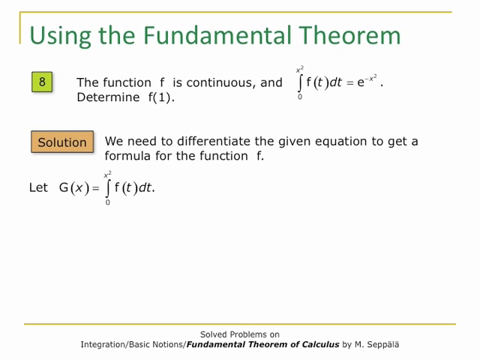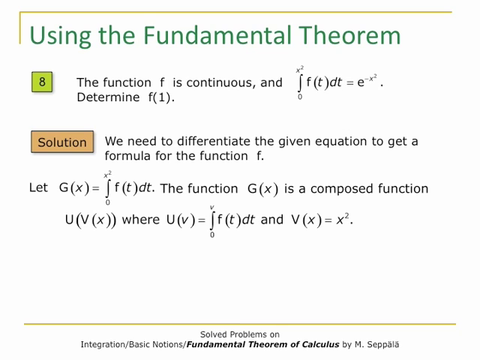Now let capital G of x be the integral from 0 to x squared of f(t) dt. This function capital G is a composed function. The outer function u is the integral from 0 to v of f(t) dt, and the inner function is capital V at x equals x squared. So the derivative of g is the derivative of u evaluated at v of x times the derivative of v at x.